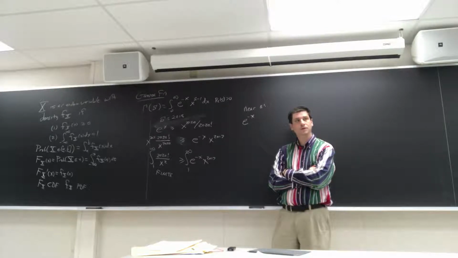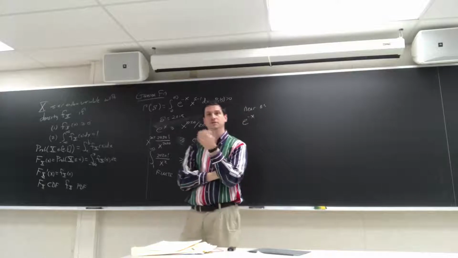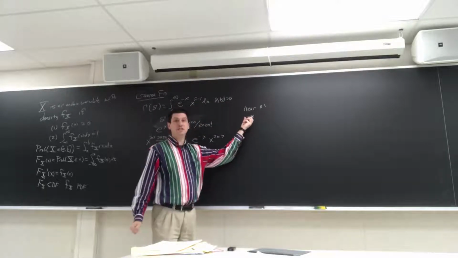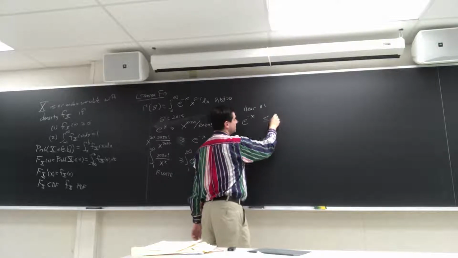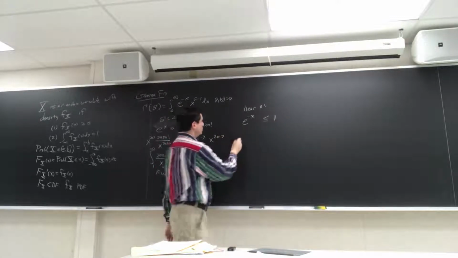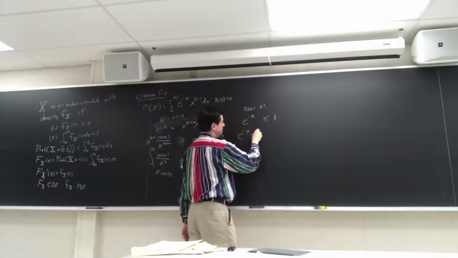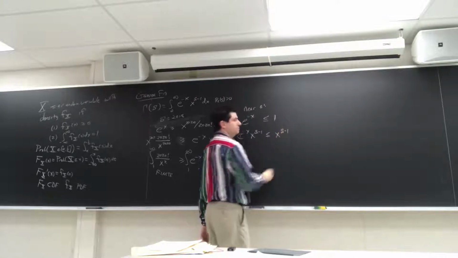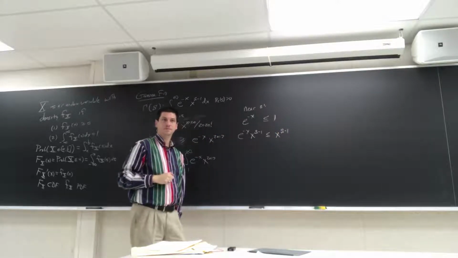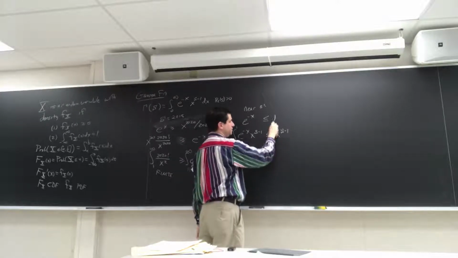Can you repeat the question? Sure. How large can e to the negative x be when x is near 0? 1. Yeah, if x equals 0, it's 1. So we know e to the negative x is less than or equal to 1. So e to the negative x, x to the s minus 1, is less than or equal to x to the s minus 1. So if I integrate this from 0 to 1, it's less than or equal to the integral of this from 0 to 1.